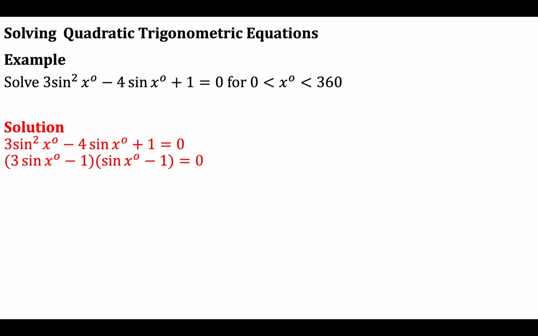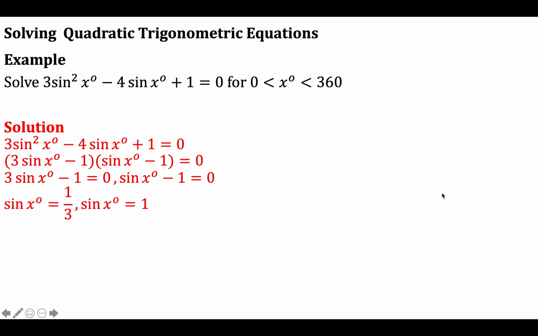I now have factorised that. So using the null factor theorem, we know that 3 sin x minus 1 is equal to 0 and sin x minus 1 is equal to 0. For the first equation, we can add 1 to both sides and then divide by 3, and that tells us that sin x is equal to a third. And for the second equation, sin x is equal to 1 if we add the 1 to both sides of the equation. Now, like before, we need to take both of these equations separately.